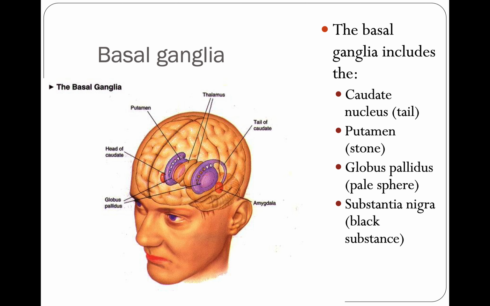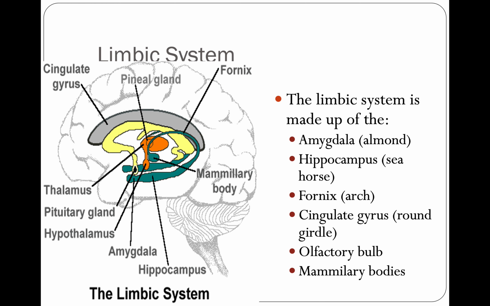The basal ganglia includes the caudate nucleus. Caudate means tail. Putamen, which means stone. Globus pallidus, which means pale sphere. And substantia nigra, which means black substance. And the globus pallidus, as you can see, is pale, and the substantia nigra, which isn't here, are actually black spots, as curious as that is.